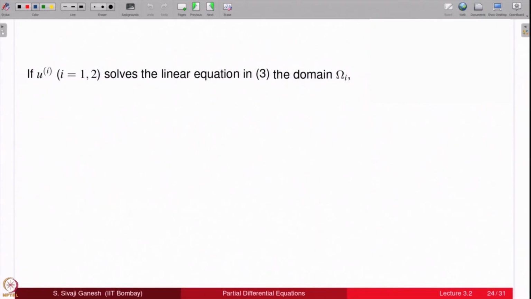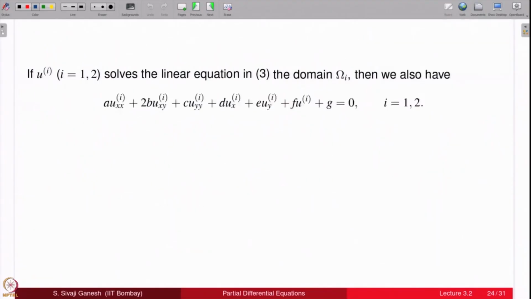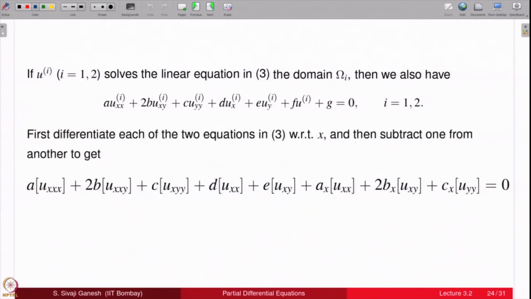Now, we are going to use that ui solves the linear equation in the domain omega i. So, we have these two equations, one in omega 1, one in omega 2. Along gamma we will consider them because we are going to take jumps. First, differentiate this with respect to x because we are interested in third order derivatives, then subtract one from another, and we get this expression.